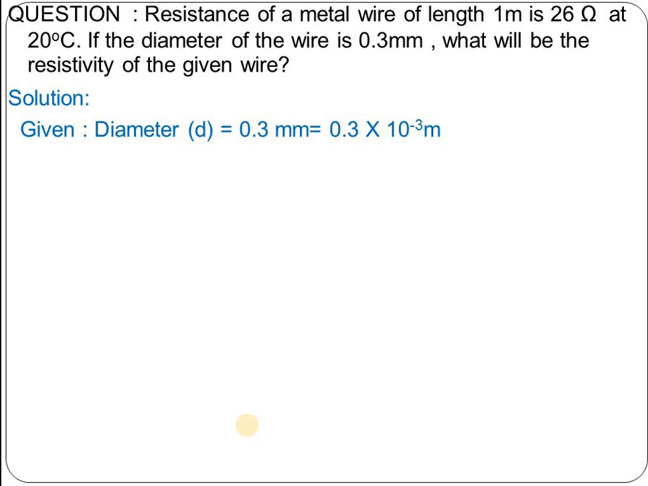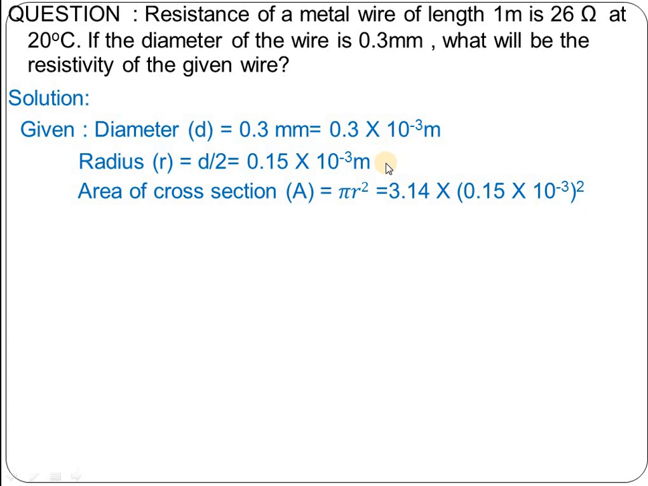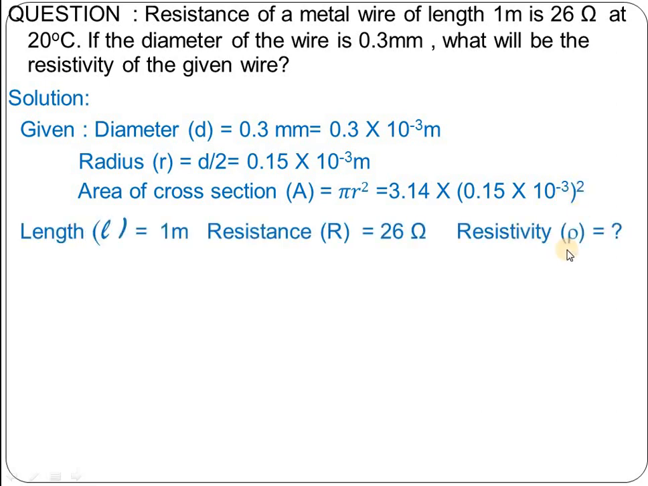To get the area of cross section, we need to calculate the area of a circle, which is pi r square. So we need to first find the radius, which is d by 2, which becomes 0.15 into 10 to the power minus 3 meter. We will use the formula of pi r square to get the area of cross section. Pi r square is 3.14 into 0.15 into 10 to the power minus 3, the whole square. Length is 1 meter, resistance is 26 ohm, and resistivity is the quantity which we have to find out.